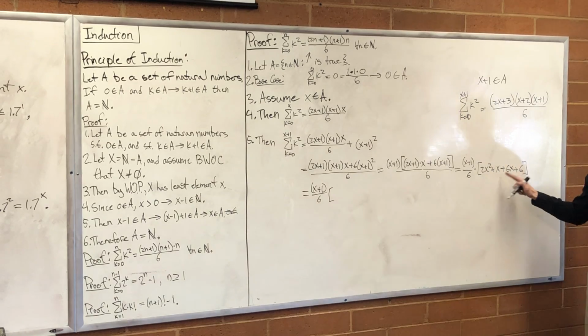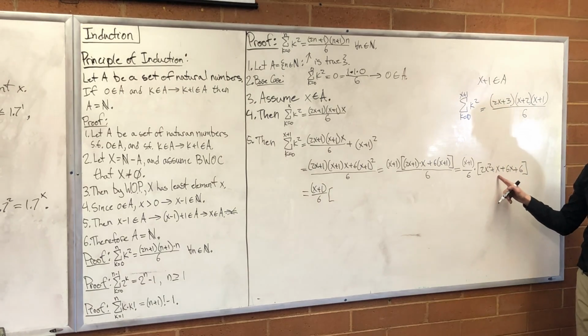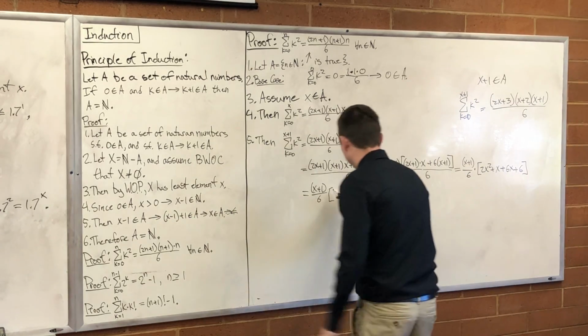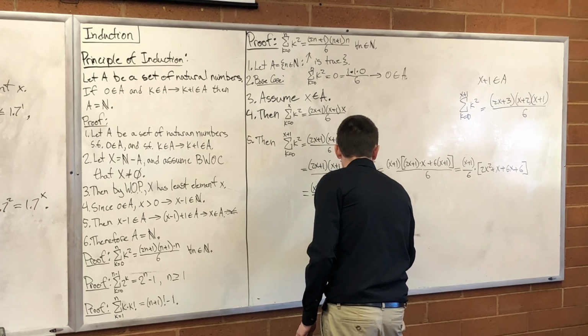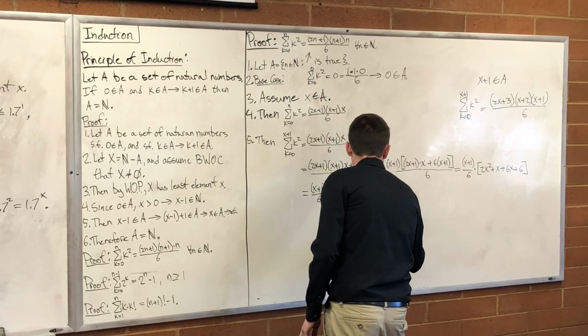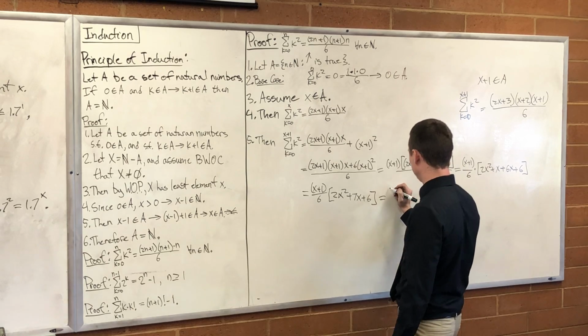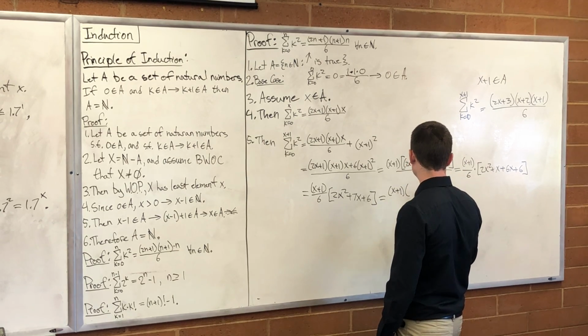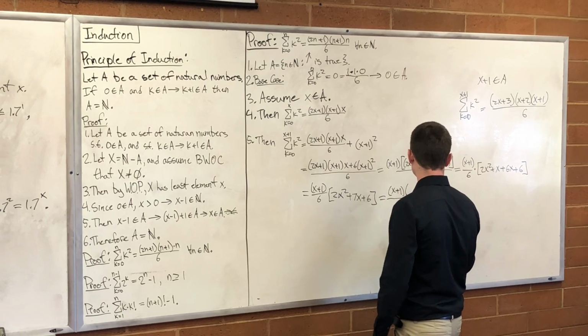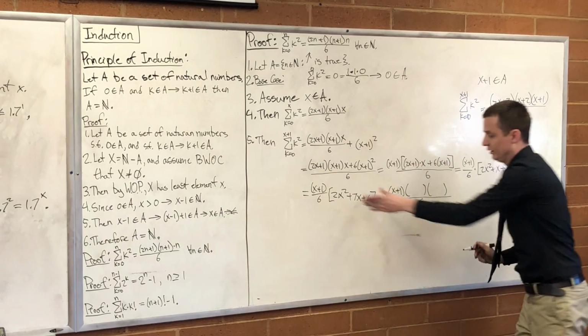Now, 6x plus x is just 7x, right? Maybe we'll waste some time and write it all out again with the 7x. 2x squared plus 7x plus 6. And this is now all equal to x plus 1 times that thing, and it's all over 6. Okay, we need to factor this.